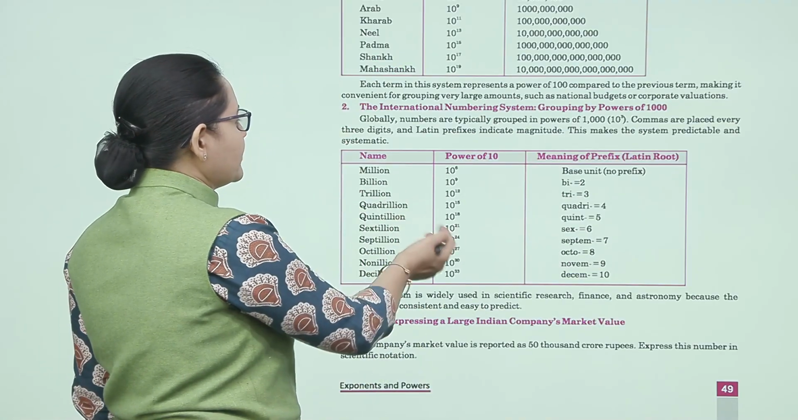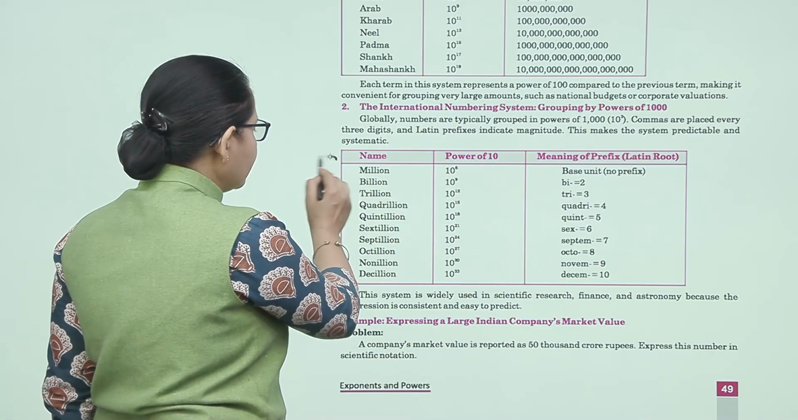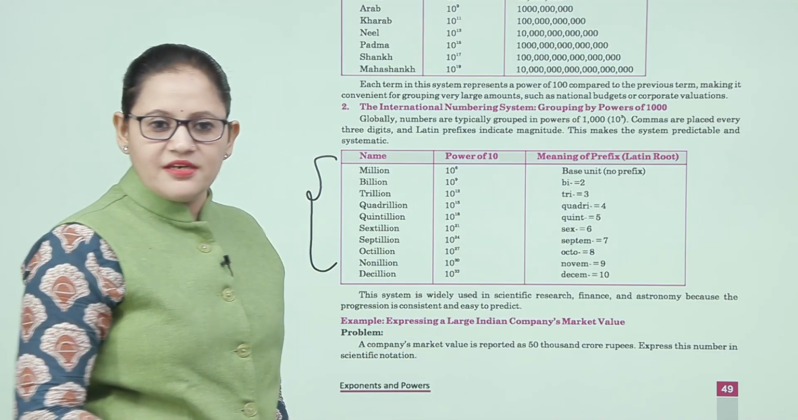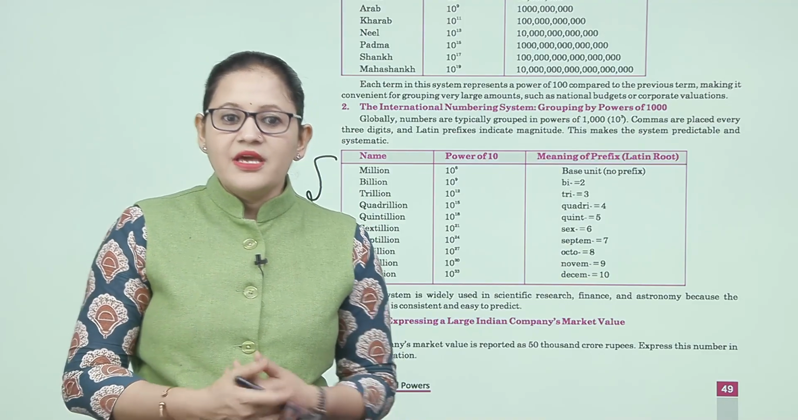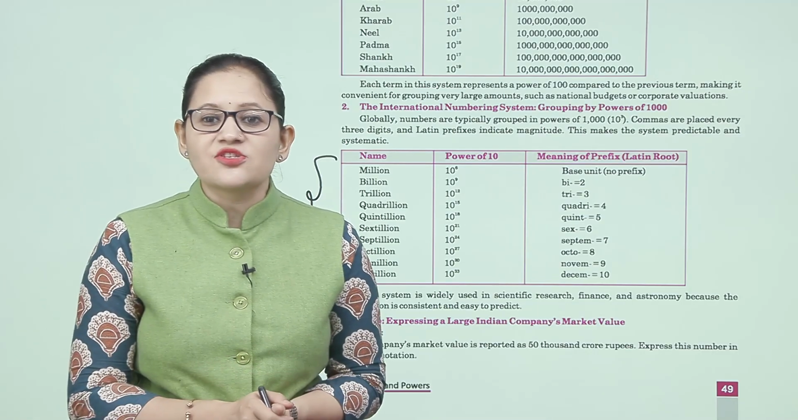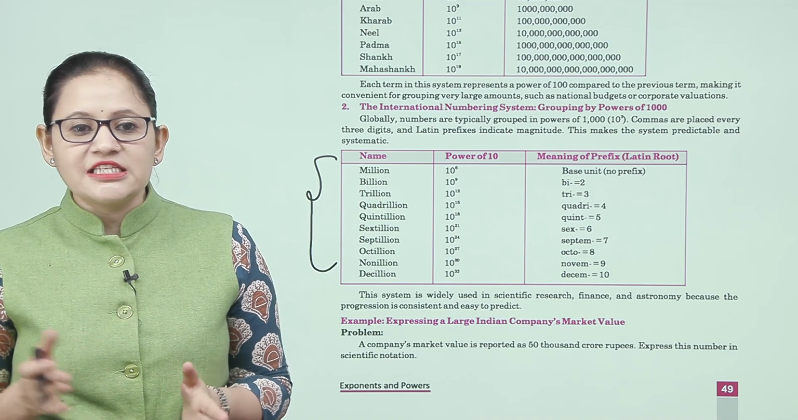Here you can see the table. Every time we come down in the table, the value increases by 1000. Clear? Million, billion, trillion. So the value increases by 1000. This system is widely used in scientific research, finance and astronomy because the progression is consistent and easy to predict.